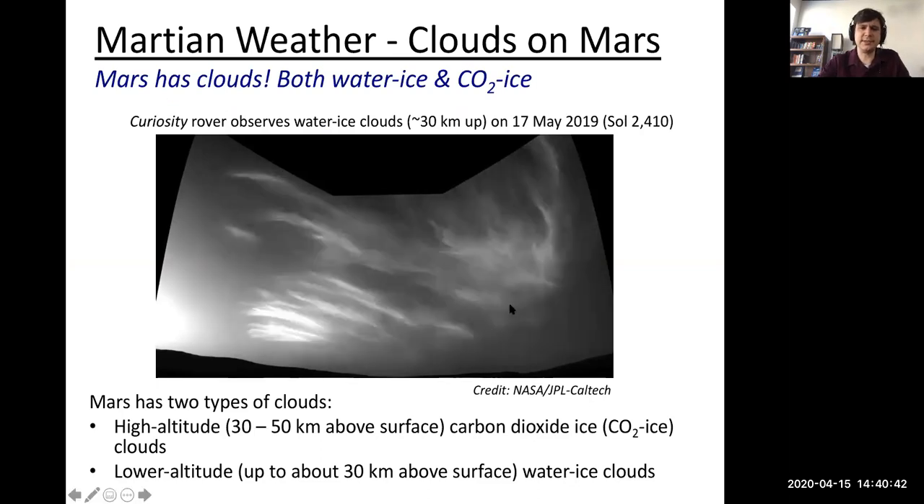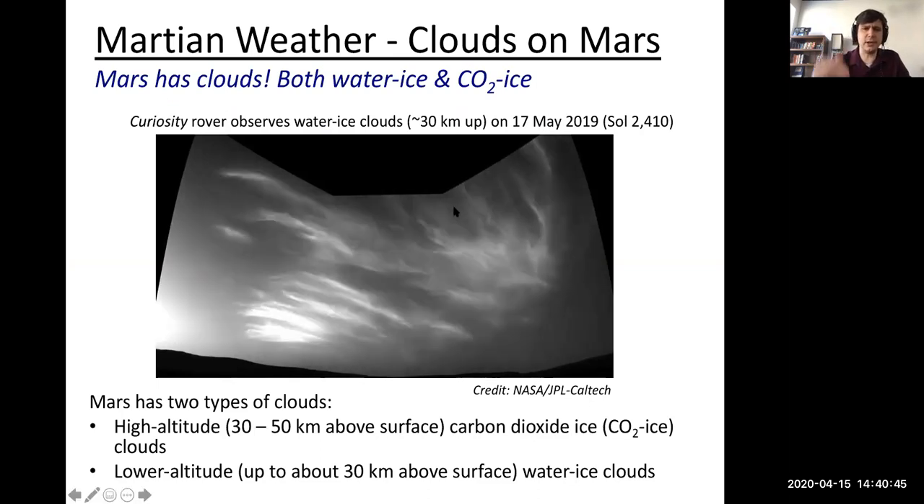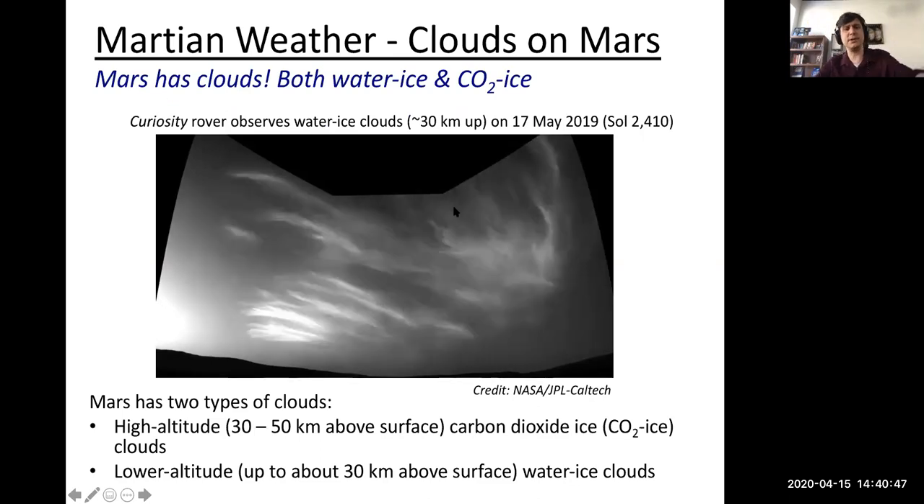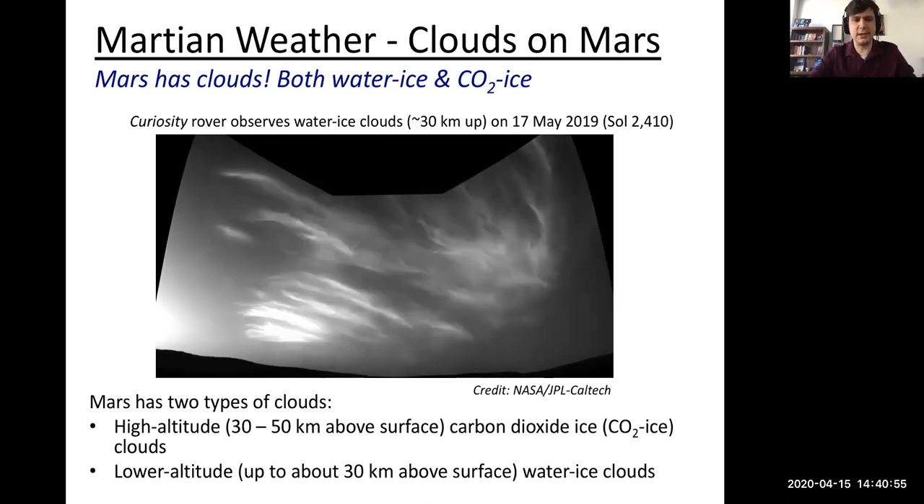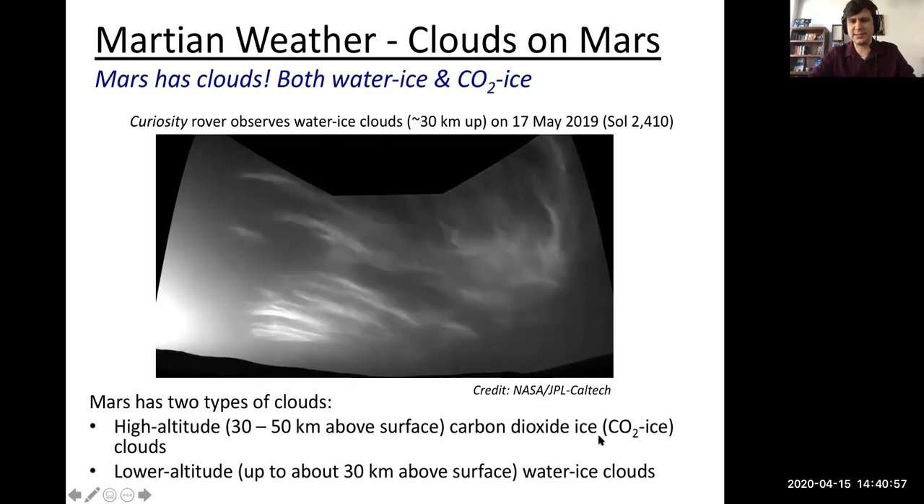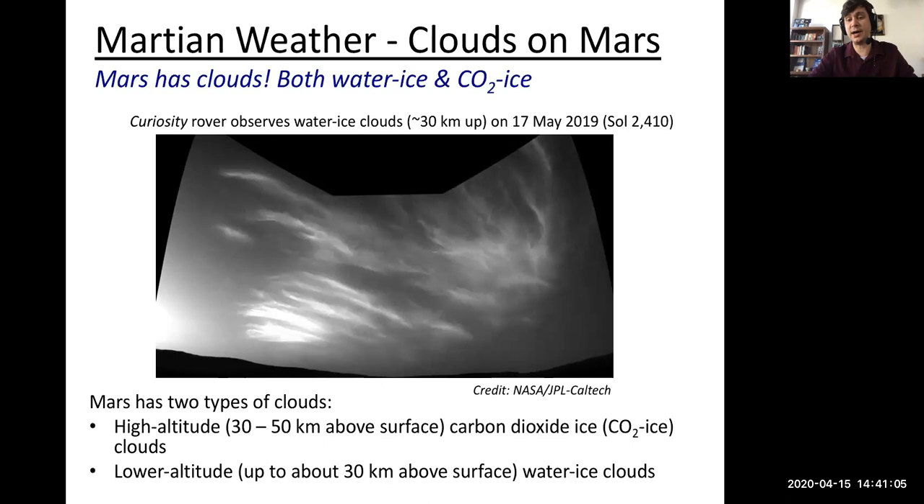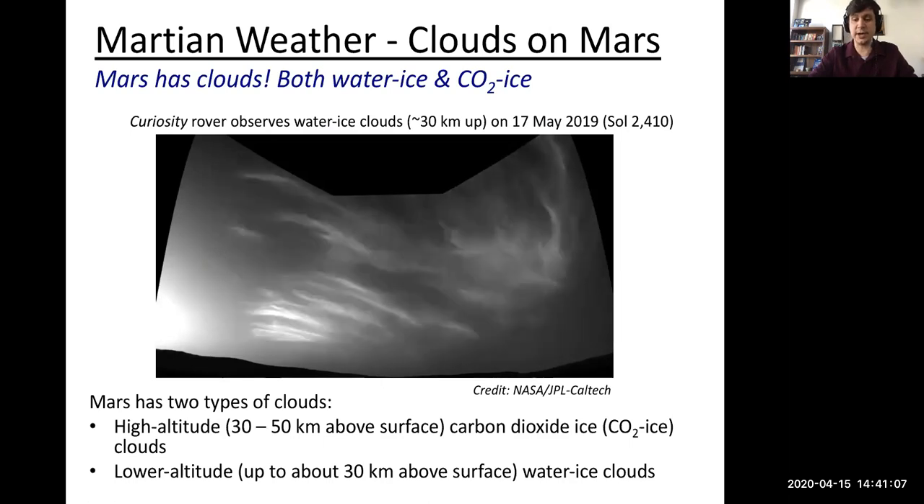So here you can see clouds on Mars. These are about 30 kilometers above the surface. And Mars technically has two different types of clouds, which Earth does not. We only have one type of cloud, water-related clouds. So Mars has clouds that are made out of water ice. So these are water ice clouds. And then up above that, where things get colder, Mars actually forms carbon dioxide ice clouds, dry ice clouds.